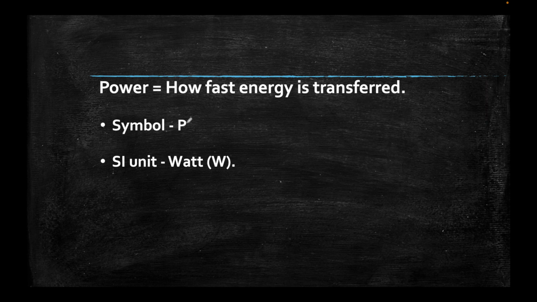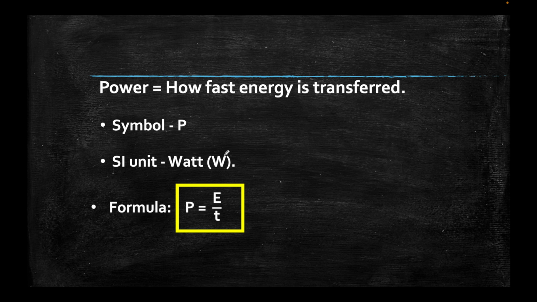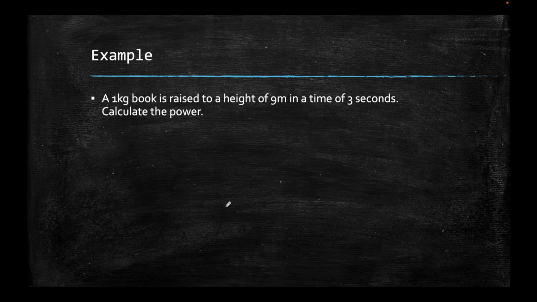So the symbol we will just use is P for power. The unit is the watt, named after the scientist. This is the unit watt, W. The formula that we're using is energy over time. The amount of energy you use over a certain amount of time. That's power.